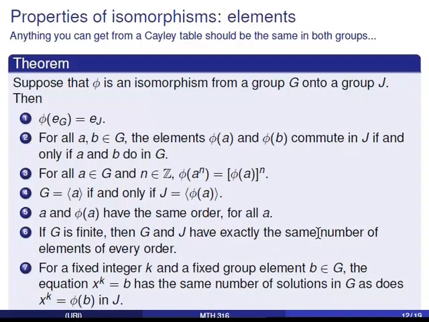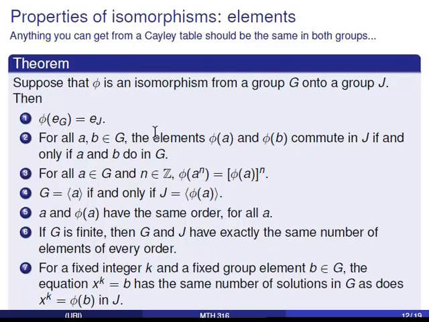Here's a long list of properties that must be shared between groups that are isomorphic. We'll see another slide talking about even more in just a second. But supposing that phi is an isomorphism from a group G onto a group J, so we're supposing that G and J are isomorphic and that there is an isomorphism phi going from G to J, it must be the case that the identity of G is mapped to the identity of J. That specific element has to be sent to the specific element if we're talking about an isomorphism.